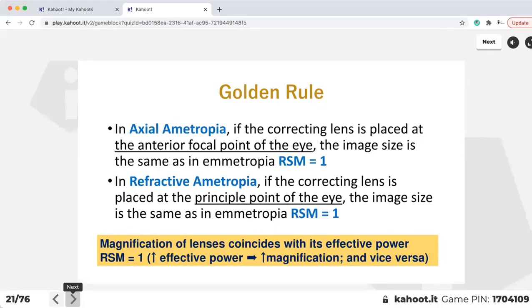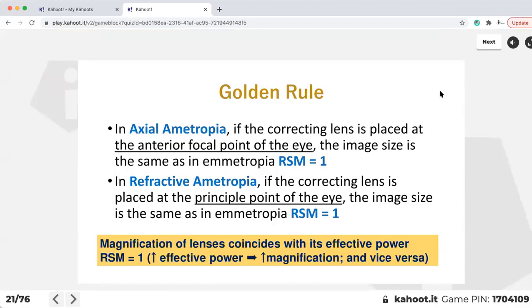Now, in order not to get it wrong, I will give you what is called the golden rule. What is the golden rule? We have axial myopia and axial hypermetropia, and refractive myopia and refractive hypermetropia. In case of axial myopia, as we mentioned in the NAPS rule, if the correcting lens is placed at the anterior focal point of the eye, then the image size is the same as emmetropia, as the relative spectacle magnification will equal 1. So we mentioned that yesterday.